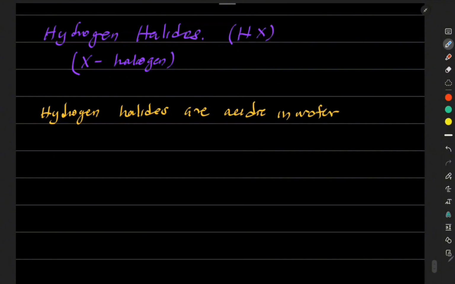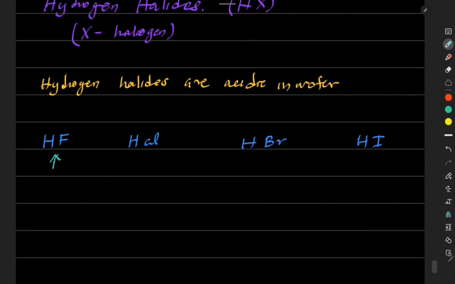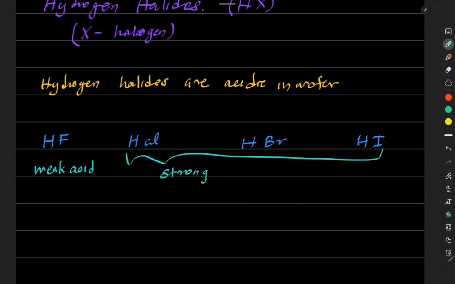Now let's write the hydrogen halides: first HF, HCl, HBr and HI. HF is a weak acid and these others are strong acids.